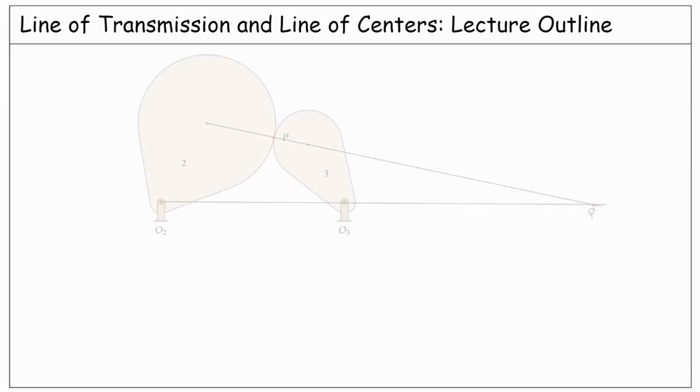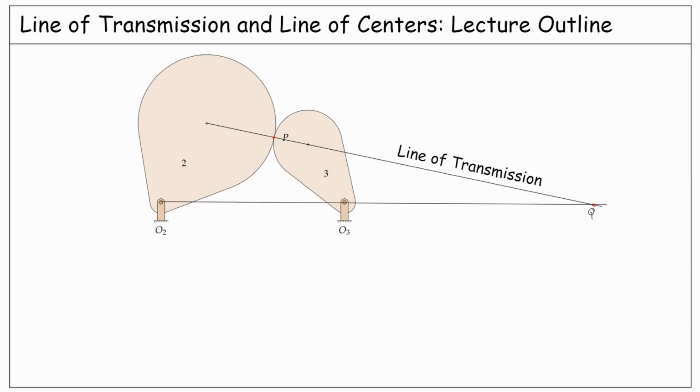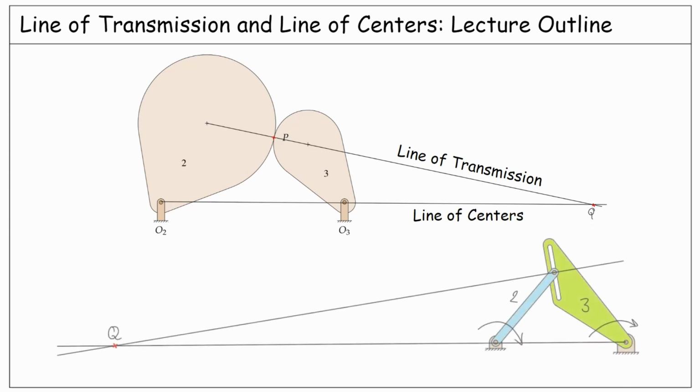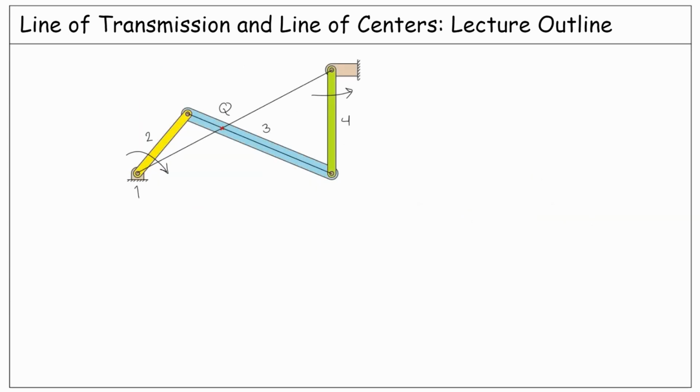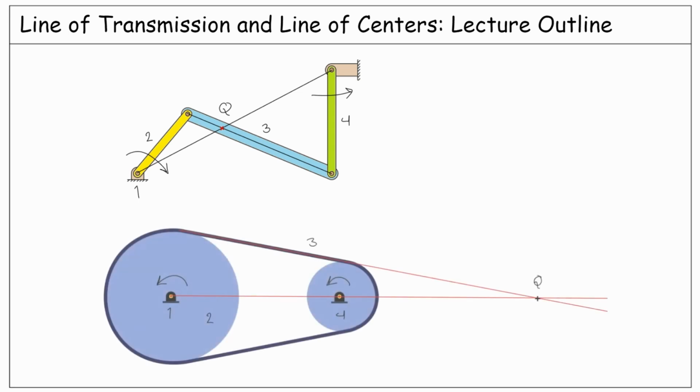In this lecture, we want to learn how to find the line of transmission and the line of centers for two rigid bodies when motion is transmitted between them. We will also try some examples to help understanding these lines in each method of motion transmission.